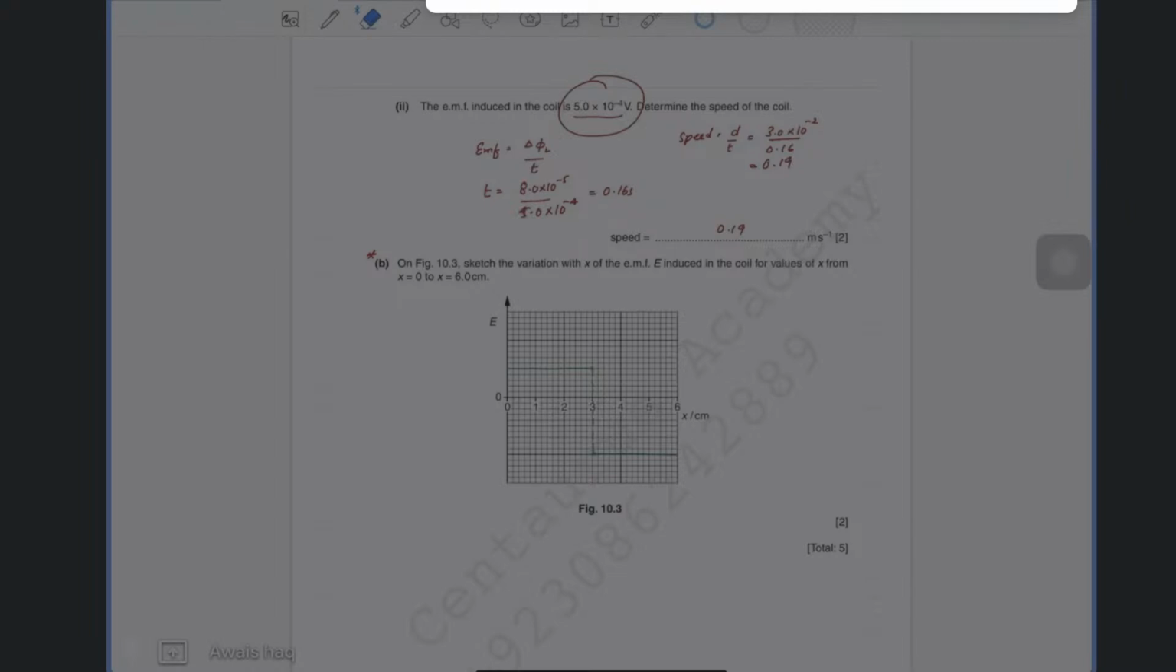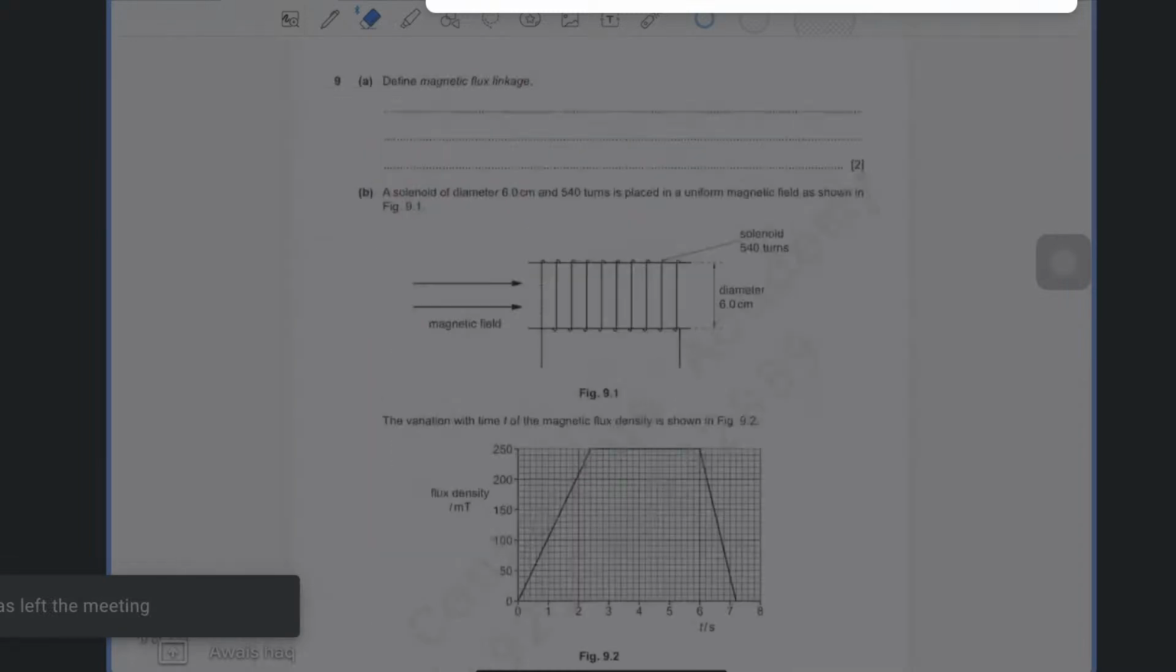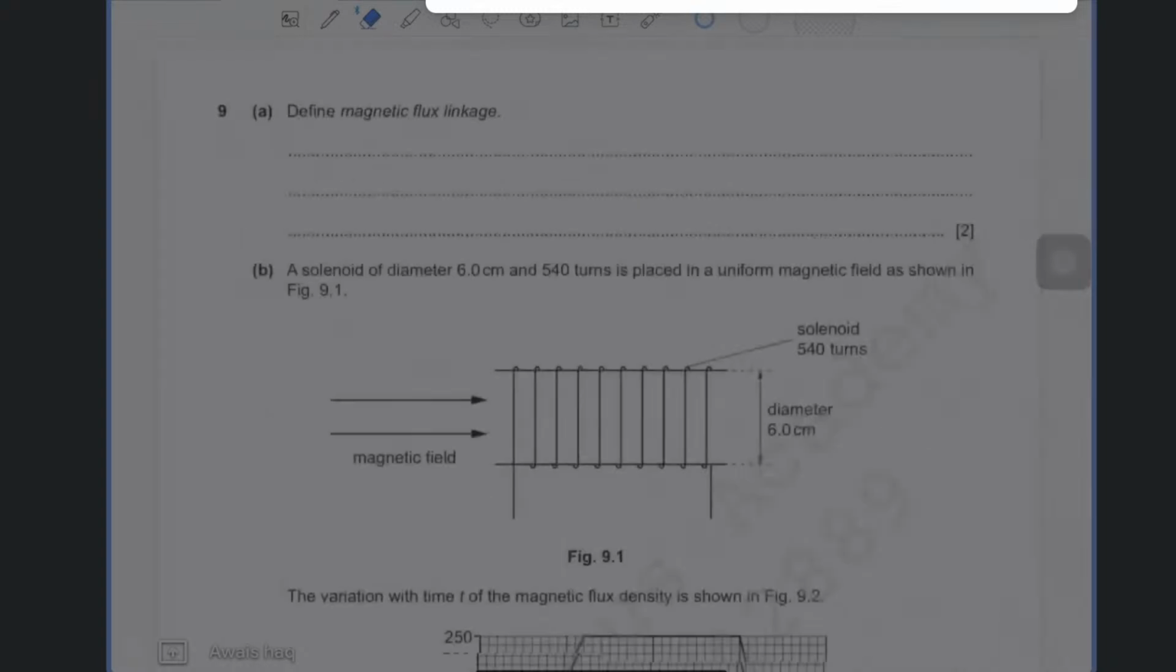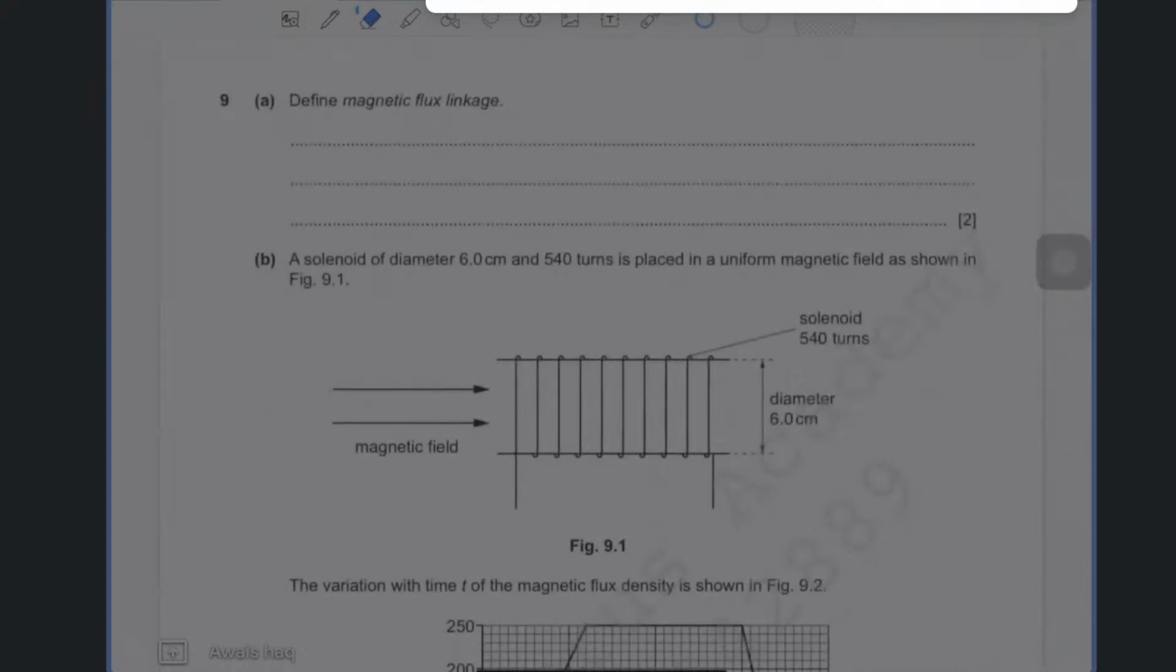Okay, now let's practice it a bit more, okay? And I think the next question is similar. So when looking at this question, it says magnetic flux linkage first of all. Okay, so magnetic flux linkage, basically just remember the formula.